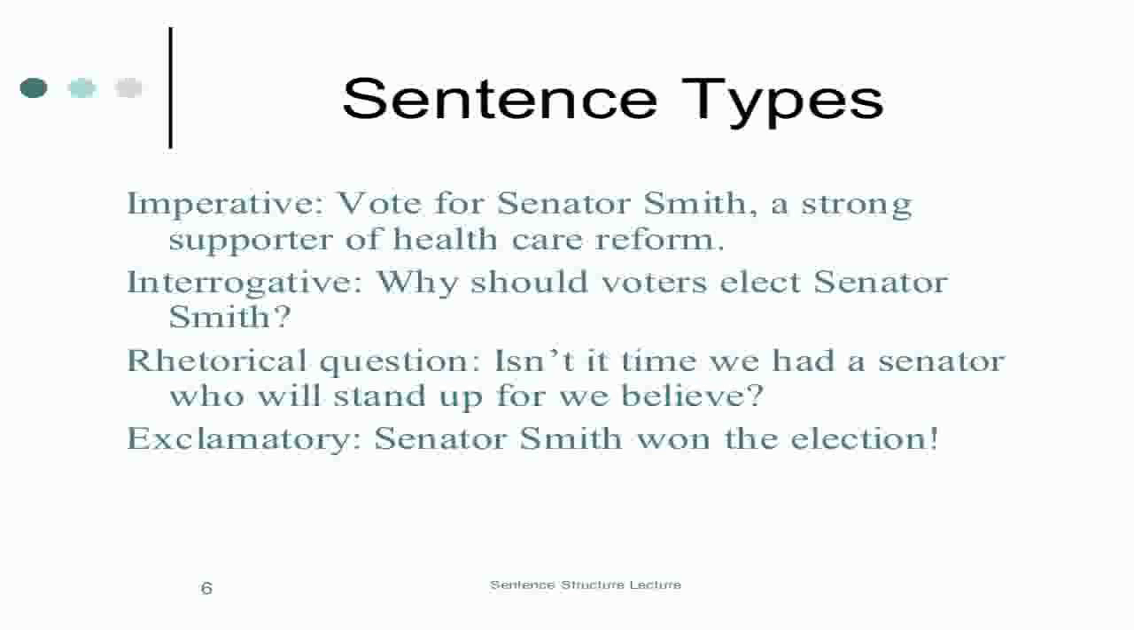Finally, an exclamatory sentence is a sentence that ends with an exclamation point. You should use these infrequently, and you should never use more than one exclamation point.